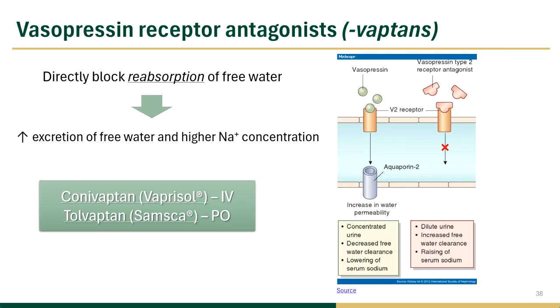So they do exactly what we want them to do. That's why I like those drugs so much. They don't do anything different. They do exactly what we want them to do. Here's another caveat, though. We're talking about drugs here. Conivaptan is available IV, and tolvaptan is available PO.